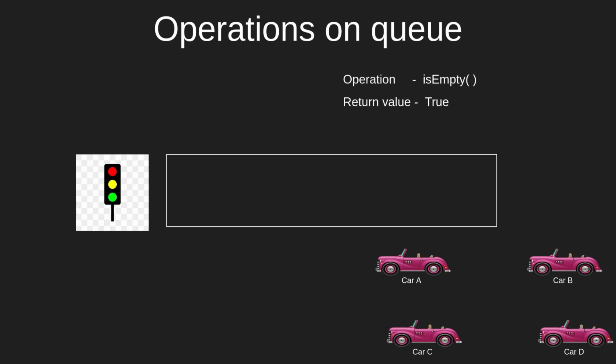Now let's take an example. Let's say there is a traffic signal and there is a lane in front of it. So a lane is like a queue, and we have four cars A, B, C, D.